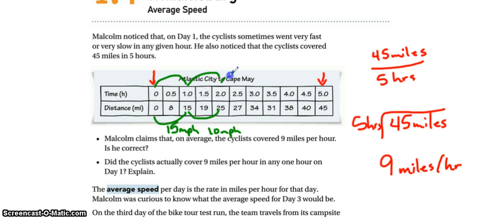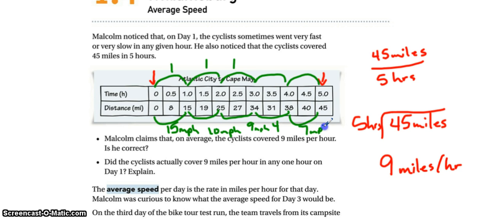From hour 2 to hour 3, in that 1 hour span, see each one of these is 1 hour, from 25 to 34, they covered 9 miles per hour. But from hour 3 to hour 4, they must have been getting tired, or they stopped for lunch, or one of those many things. They only went 4 miles per hour. And then from hour 4 to hour 5, that 1 hour time frame, they only covered 7 miles per hour.